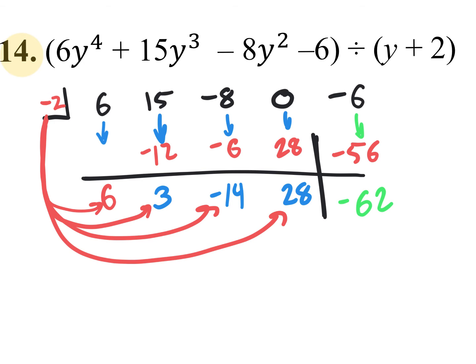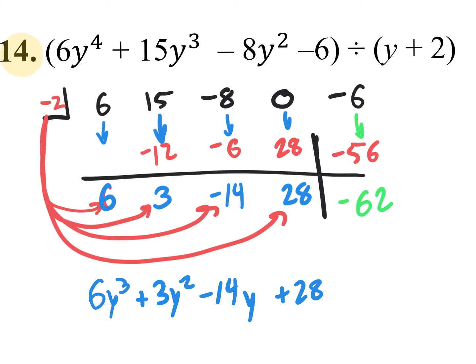So technically, this 6 right here is a part of my answer, but I do need to think about the first term, 6y to the fourth divided by y. 6y to the fourth divided by y is going to be 6y to the third. So I have the 6. All I need is y to the third. So 6y to the third, and then after that, just go down 1 power on each term. This next 3 will be a y squared. The minus 14 will be with the y, and the positive 28 is just going to be a positive 28.